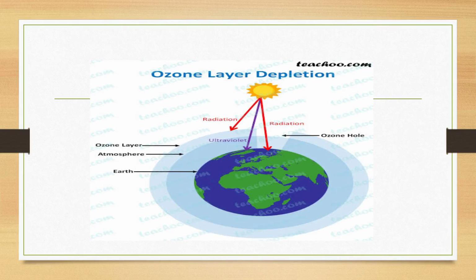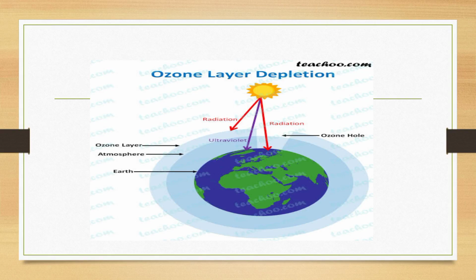Now, what is ozone layer depletion? Ozone layer depletion is a gradual thinning of Earth's ozone layer in the upper atmosphere that is caused by the release of some chemical compounds. So what are these chemical compounds?